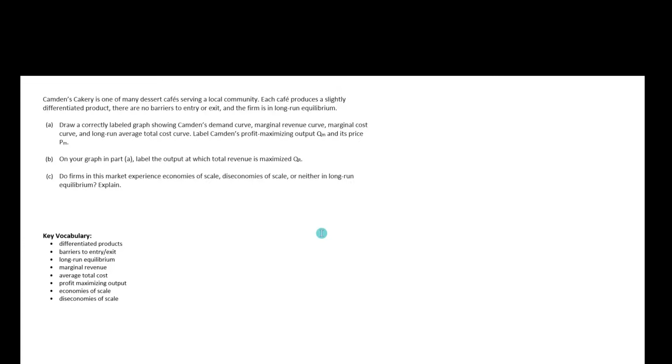Part C, do firms, remember firm just means business or company, in this market experience economies of scale, diseconomies of scale, or neither, so constant returns to scale, in long-run equilibrium? Explain. So economies of scale, you'll remember, is when you have falling average total cost as your output increases. Diseconomies is just the opposite, rising ATC as your output increases. Neither would be constant returns to scale. Okay, we'll explain this later. So those are the key words, I think, in this question here.